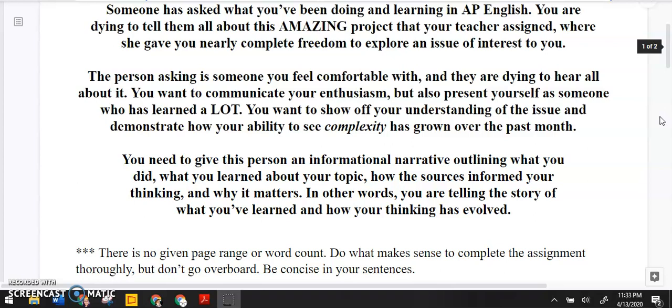That's okay. Number one, the big asterisk point here is that there is no given page range or word count. Your instructions are to do what makes sense to complete the assignment thoroughly, but don't go overboard. And you want to be obviously concise in your writing. This worked out really well last year. Students are uncomfortable with it. But while I'm not giving you a page range or a word count, I am telling you what you need to accomplish. And so what you need to accomplish is going to dictate how long it ends up being.